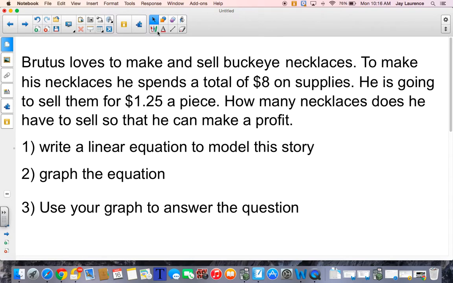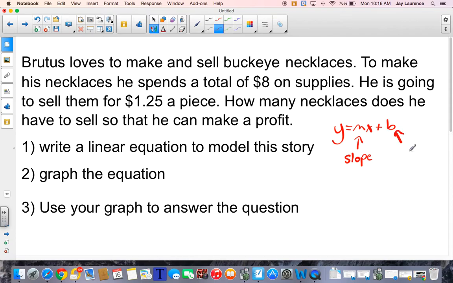Well, we do a lot of our graphing from slope-intercept form, and slope-intercept form looks like y equals mx plus b, where m is the slope, or the rate, and b is the y-intercept. It's like a starting point, like the beginning. Lines don't actually have a starting point, but it's usually the first point we can graph.